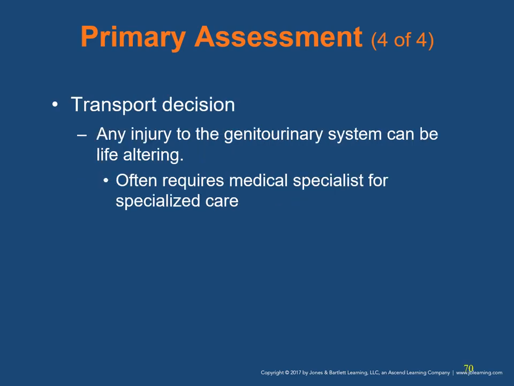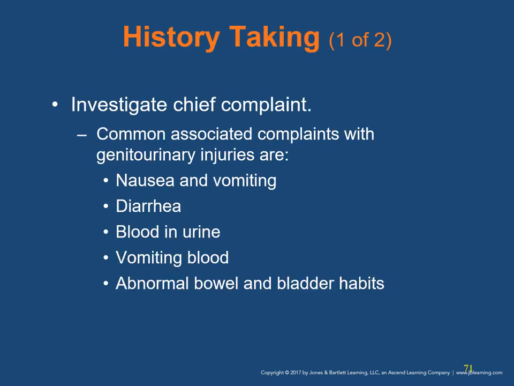Transport decision. Any injury to the genitourinary system can be life-altering, and often requires medical specialists for specialized care. History taking. Investigate chief complaint. Common associated complaints with genitourinary injuries are nausea and vomiting, diarrhea, blood in urine, vomiting blood, abnormal bowel or bladder habits.